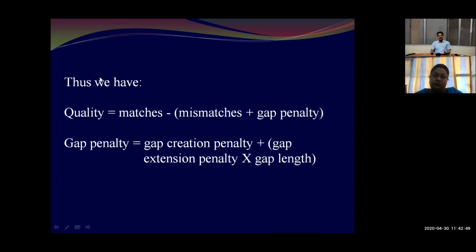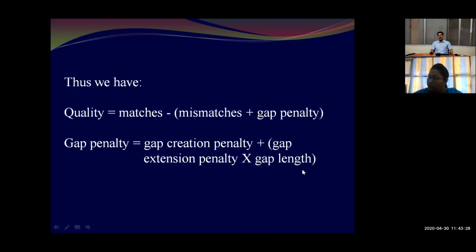So the overall equation will be: quality is equal to matches minus mismatches plus gap penalty. But the gap penalty again will depend upon the gap creation penalty plus the gap extension penalty times the gap length. Gap length means how many nucleotides are added or deleted, or how many amino acids are added or deleted. So this will be the final equation: quality is equal to matches minus mismatches plus gap creation penalty plus gap extension penalty times gap length.